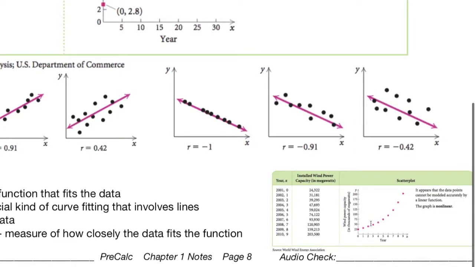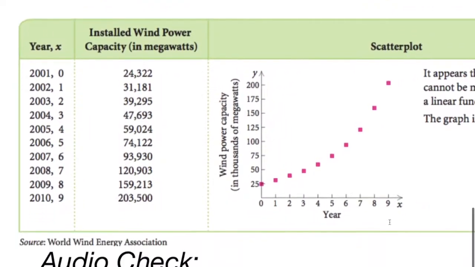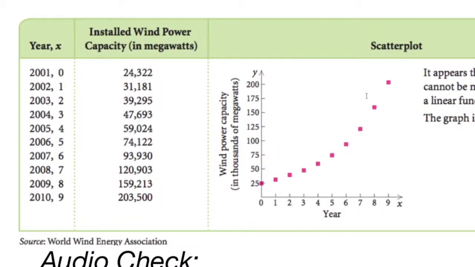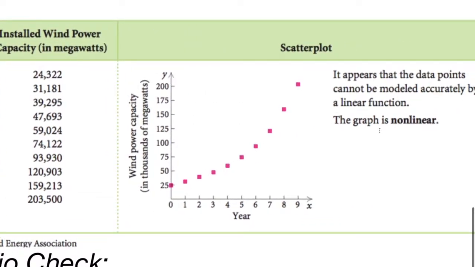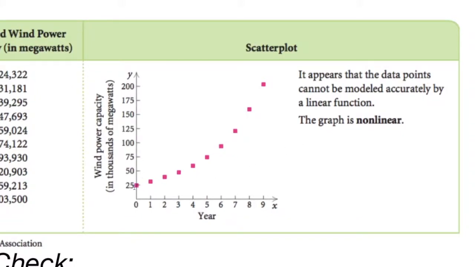But check this out. Sometimes curve fitting isn't really good for straight lines. Sometimes you get data that looks more like a parabola or an exponential equation or some other curve. And we'll talk about those in future chapters. But right now you can just say that the graph is nonlinear, because what you really want is some sort of curve, not some sort of straight line.